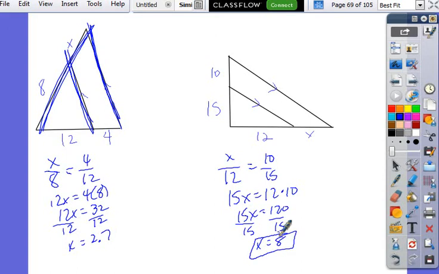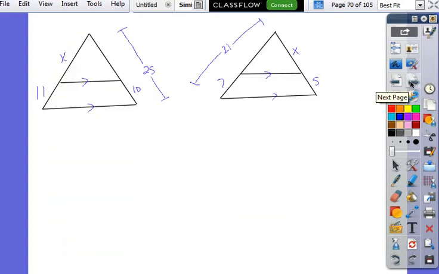All right. If it ever gives you the whole side, what did we do last time when it gave me the whole side and one of the pieces? We're going to subtract the whole thing minus the piece they gave you. The whole side is 25. That piece is 10. But what is 25 minus 10? 15. So that means this part is 15, and now it's just a regular problem.